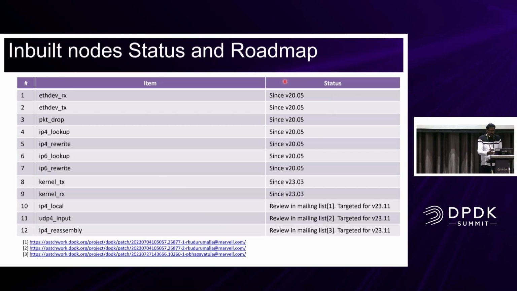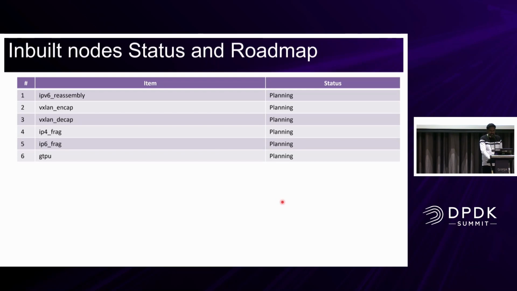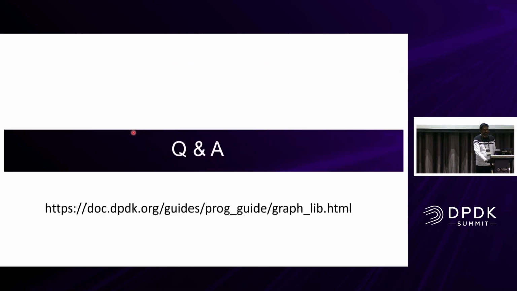Now to the inbuilt nodes. We have the following input nodes, which are already part of it. In the first release, we had all the basic nodes to enable L3 forward. Later, we added kernel TX and RX just for exception path handling, and IPv4 UDP and IPv4 reassembly. It's been pushed to the mailing list and is targeted for this release. And these are the nodes we are planning to do later, but it's not committed. So that's pretty much it, and open for Q&A. And this is the link for the programming guide.